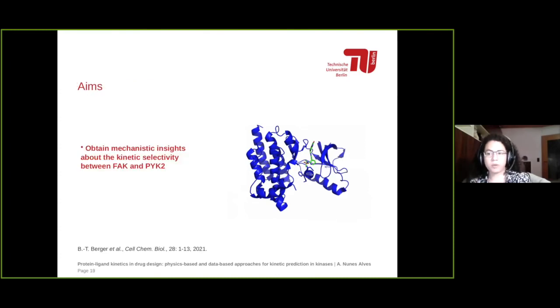And for the second part of the work, we knew of one drug that could bind to both kinases, and this drug had a much higher residence time for FAK than for PYK2. So we teamed up with experimental researchers from Merck and also from the Goethe University in Frankfurt, and we did experimental characterization of a series of inhibitors of kinases. We wanted to obtain mechanistic insights from experiments and simulations about the kinetic selectivity between FAK and PYK2. Or in other words, why are there drugs that have a long residence time for FAK, but not for PYK2? If you want to know more about this work, it was also published this year in Cell Chemical Biology.